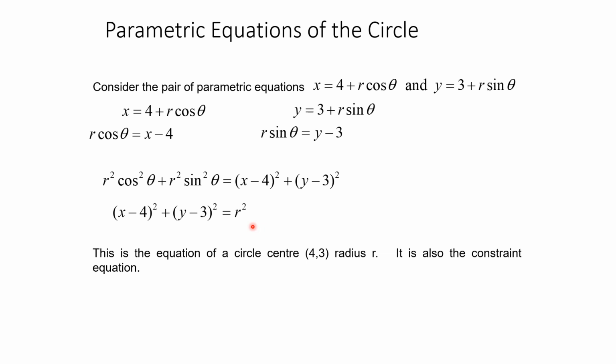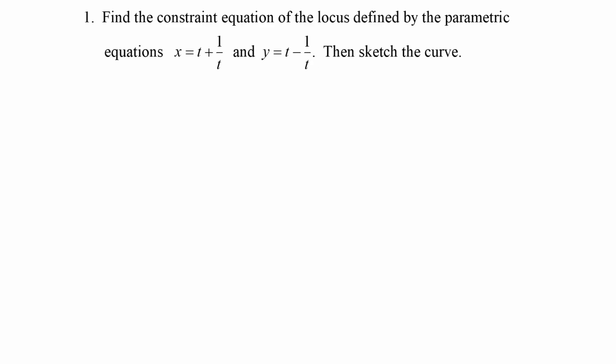So this is also known as another constraint equation, similar to the straight line equation in the previous example. The parametric equations are known as the freedom equation. Right? We will now look at more examples to determine the constraint equation of the locus defined by the parametric x and y. So what is meant by constraint equation? You're given x in terms of t and y in terms of t. You have to actually determine y in terms of x and then sketch the curve.